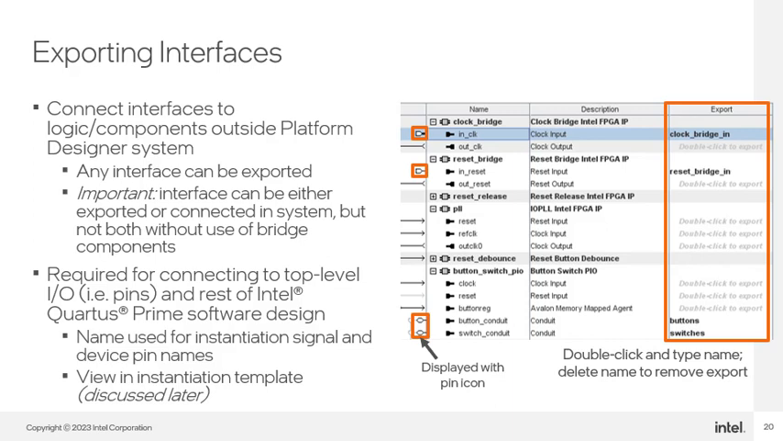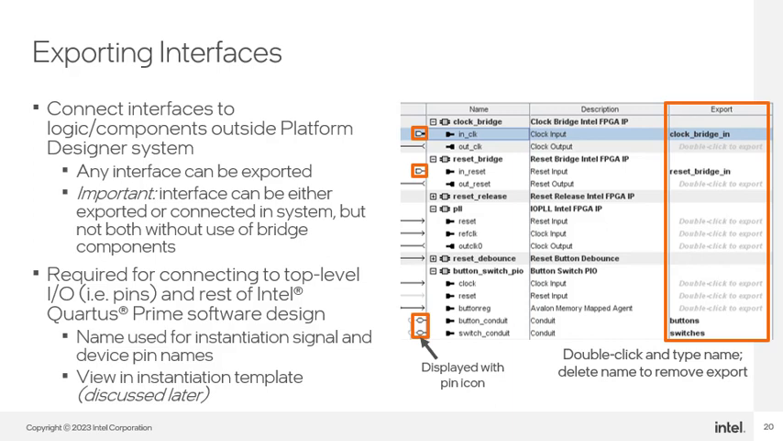Once exported, the Connections column graphic for the interface changes from arrows and wires to a directional or bidirectional pin icon to indicate this interface's signals are coming into or going out of the system. To turn an exported interface back into an internal system interface, simply delete the exported interface's name in the export column.